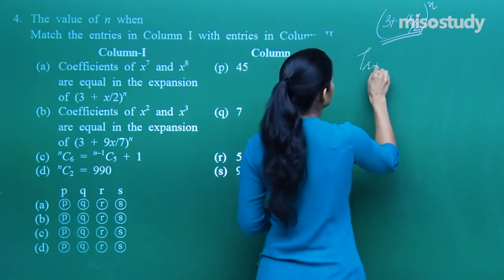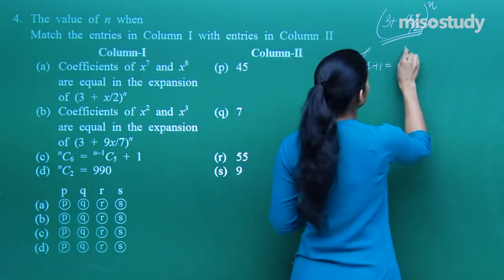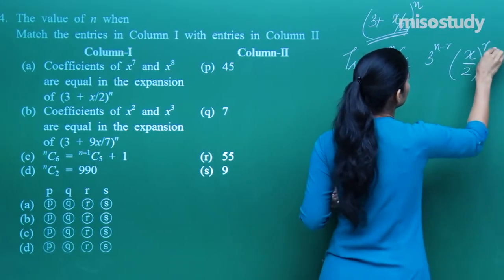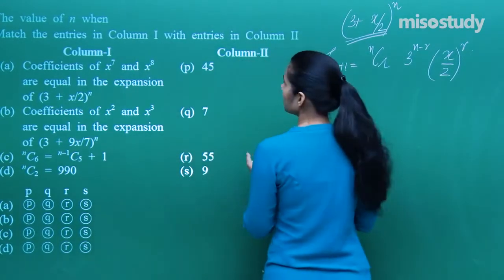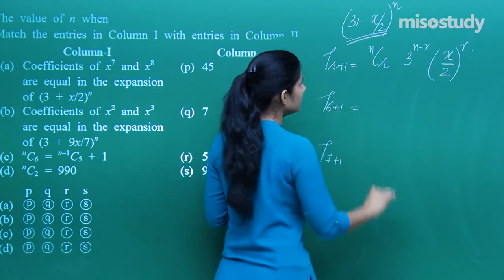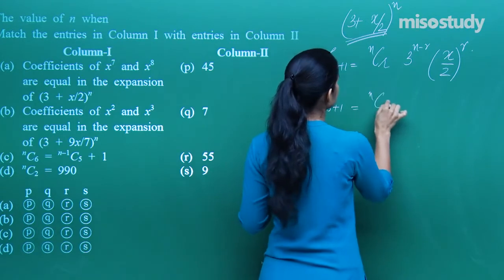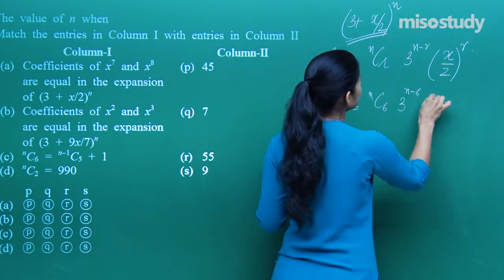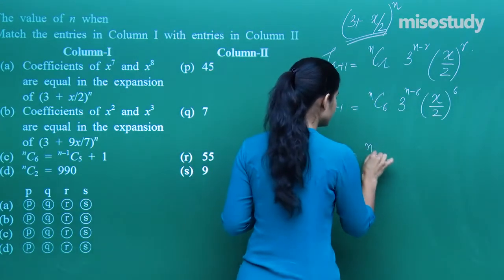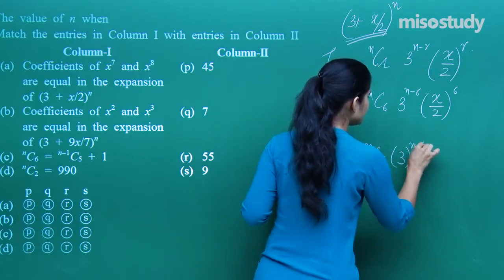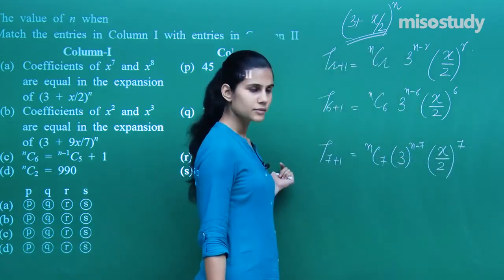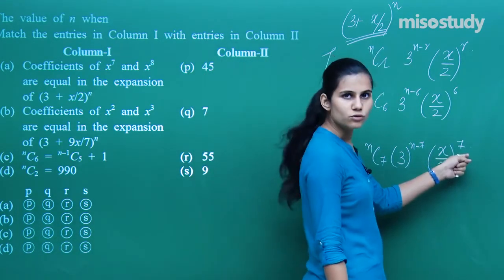Again, if I talk about the general term, it is equal to what? It is nCr 3 to the power n minus r, x by 2 to the power r. Right? I am talking about the 7th and the 8th terms. This is T6 plus 1 and then I want T7 plus 1. T6 plus 1 gives you what? This is nC6 3 to the power n minus 6, x by 2 to the power 6. Right? And this becomes nC7 3 to the power n minus 7, x by 2 to the power 7. Right? 3 to the power n minus r, x by 2 to the power r.